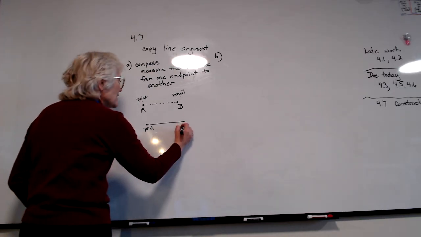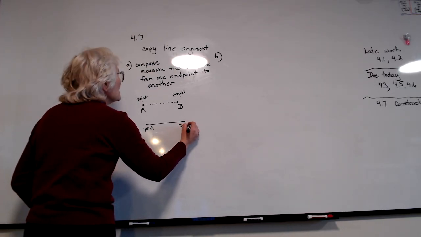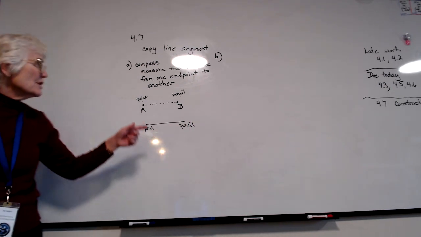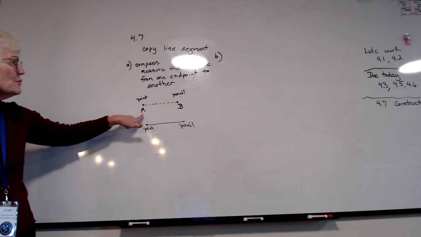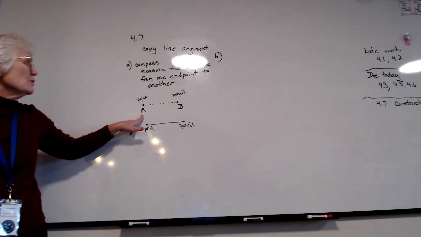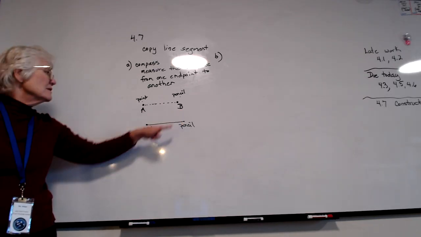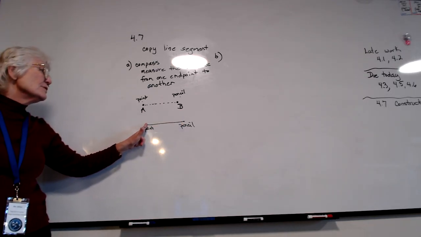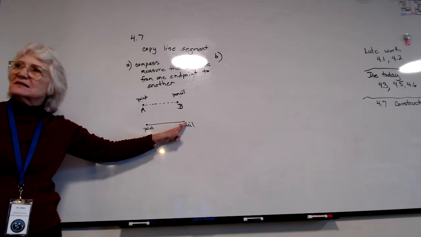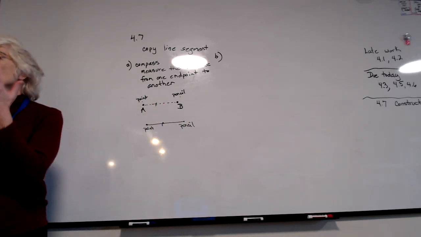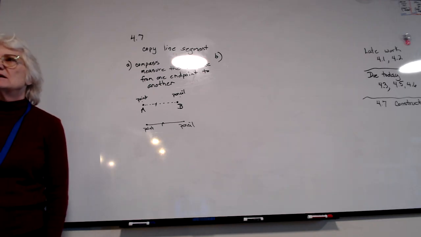Okay, so you're not using the straight edge only to draw the line. What you're doing is you have the point, you put the point there, the pencil end down here, and then you go to another point and measure that same distance. So these will be identical. And so you've copied a line segment.